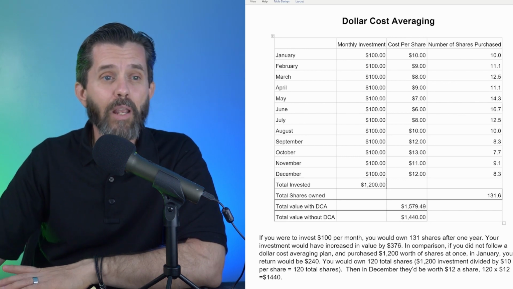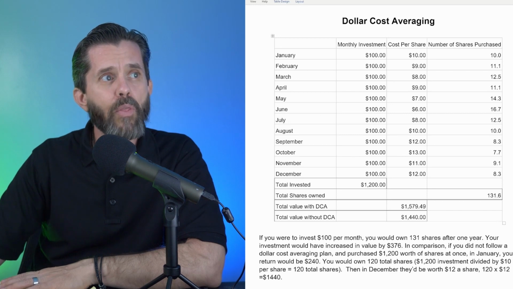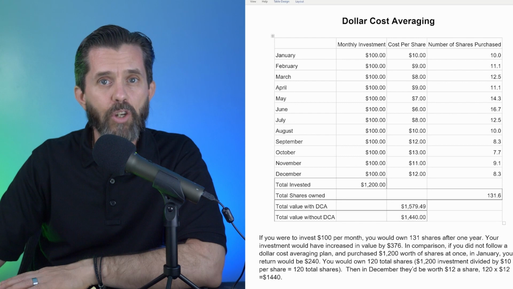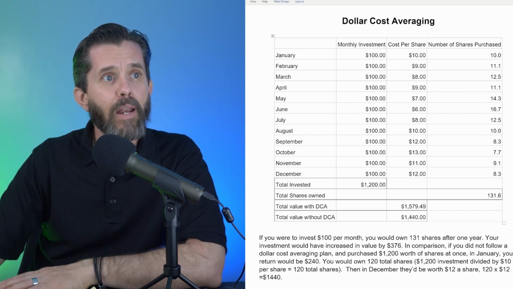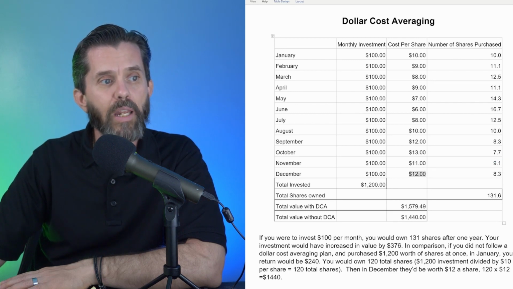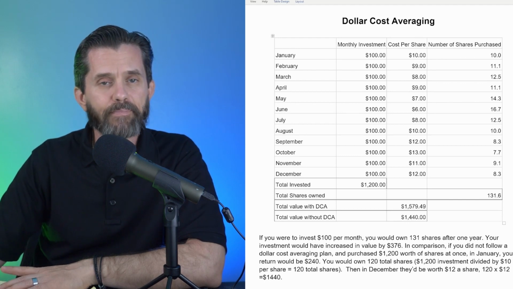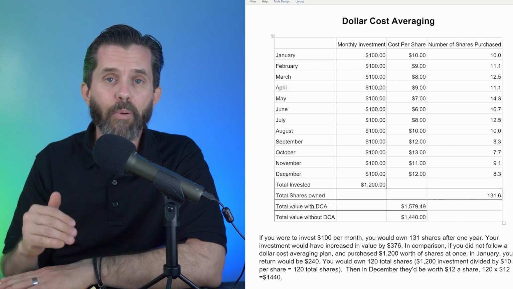So let's just take a look at a comparison. If you had taken all $1,200 and just invested it at $10 a share, you would have bought 120 shares, because $1,200 at $10 a share is 120 shares. So at 120 shares, with a price today in December, because we're in December now, of $12, 12 times 120 is $1,440. You can see it's $139.49 less than using dollar cost averaging, because you averaged down your price.